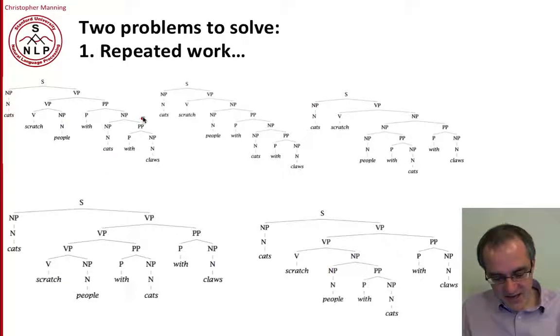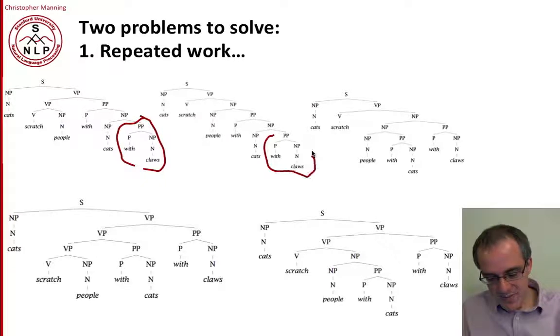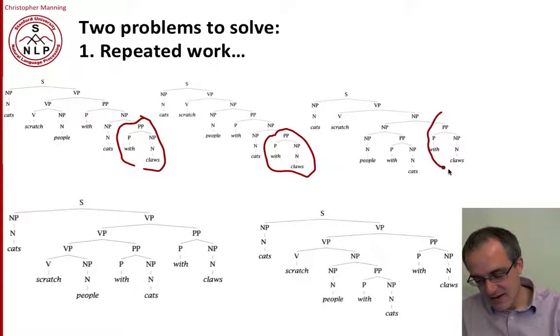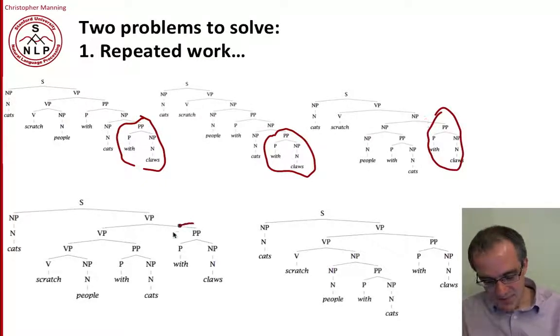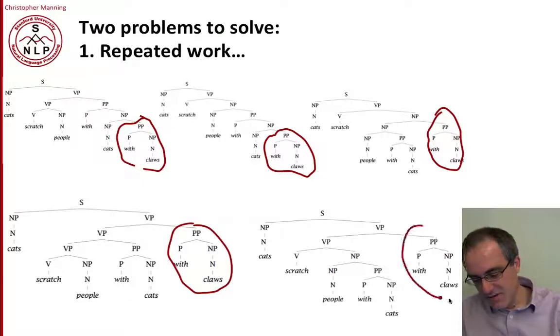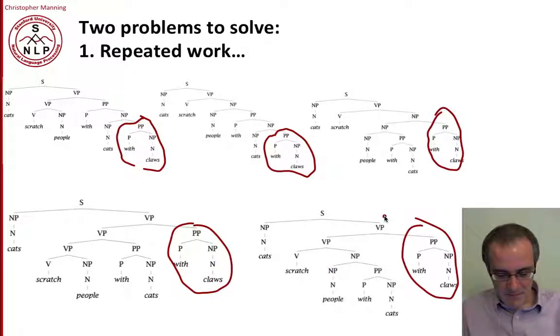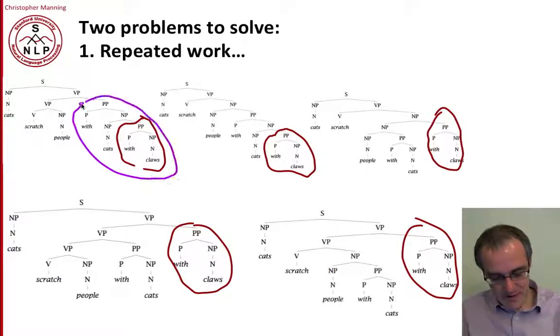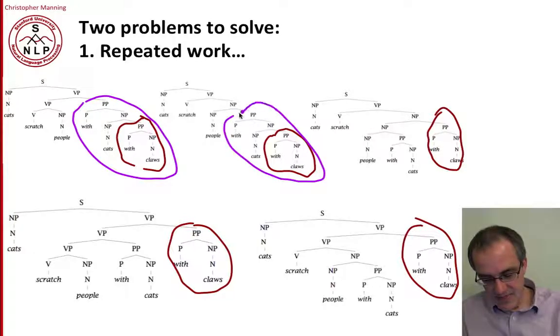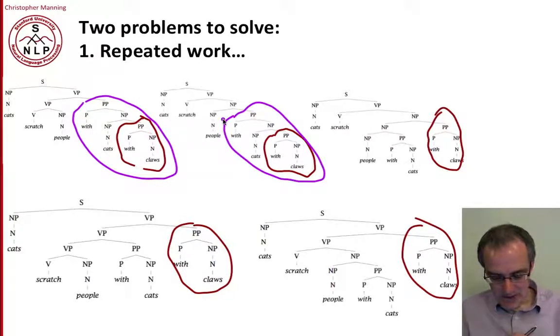So here's a little PP, "with claws", and we build it in this parse, we build it in that parse, we build it in every parse. We're always going to have that PP. But if we just generate all the structures, we're building it over and over again. And the same is true with larger bits of structure. So here's a bigger PP, "with cats with claws". It also appears in this parse, and so we're doing completely duplicated work there.